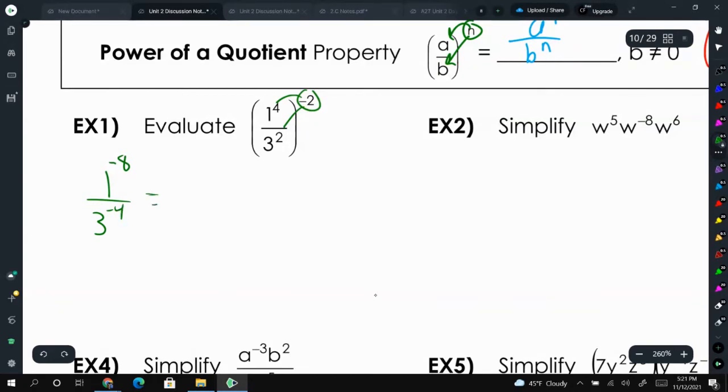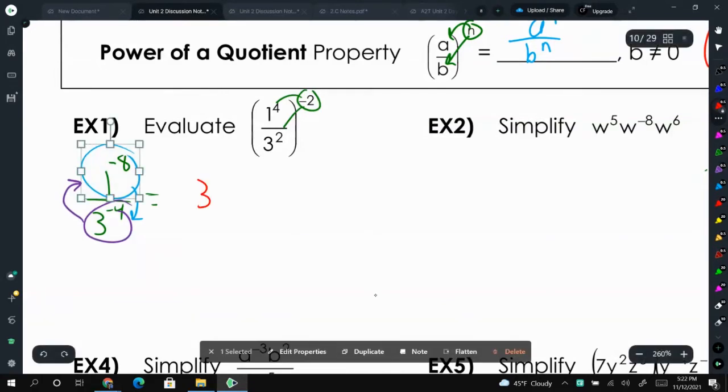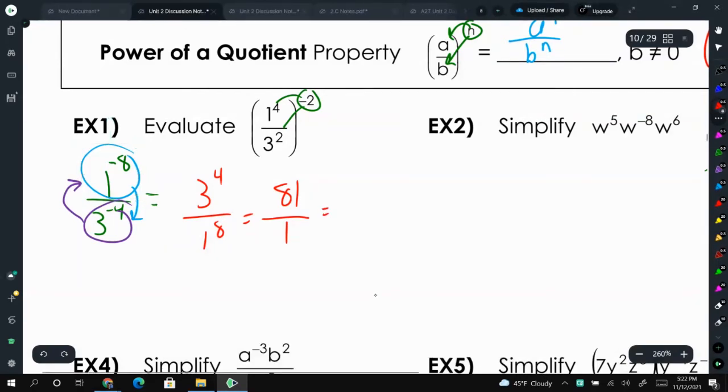Now, because these bases have negative exponents, I can move them to the other side of the fraction bar. Now, you don't always swap places regardless. You only move to the other side of the fraction bar if you have a negative exponent. It just happens in this instance, I have a negative exponent on the top and the bottom. So then this is going to equal 3 to the positive 4th over 1 to the positive 8th. Well, 3 to the 4th is 81, and 1 to any power is 1. So we get 81 over 1, which is 81.